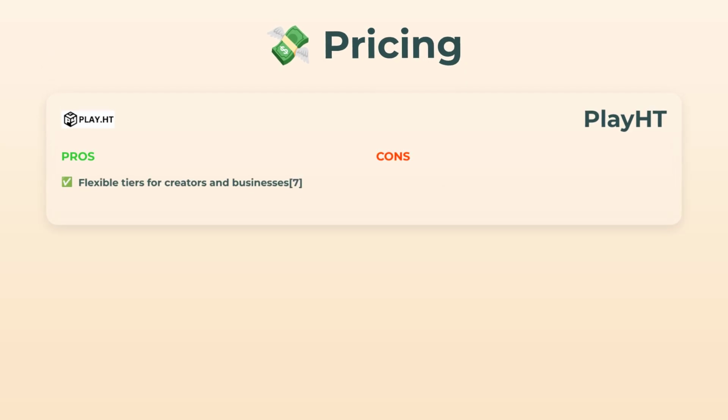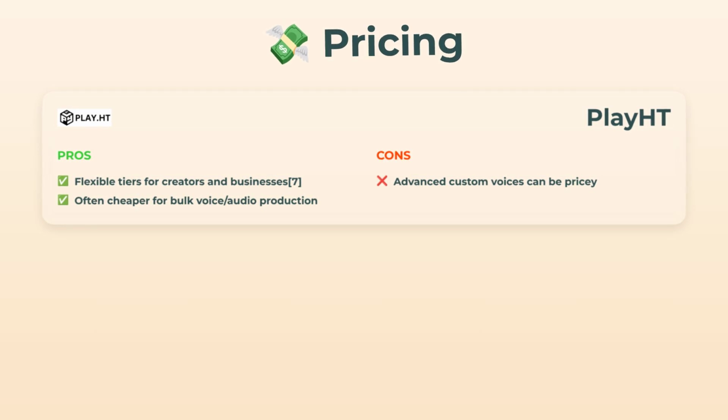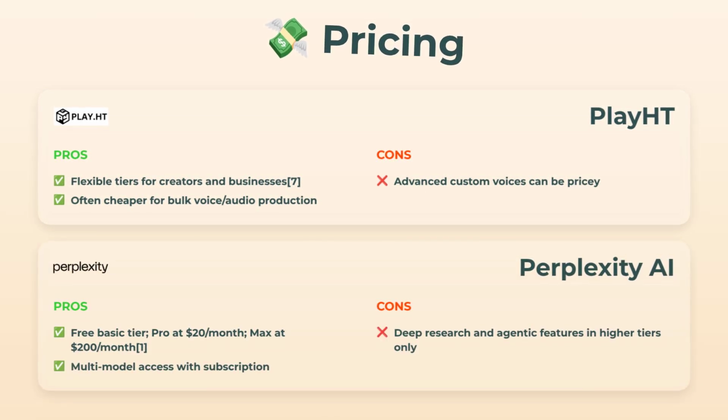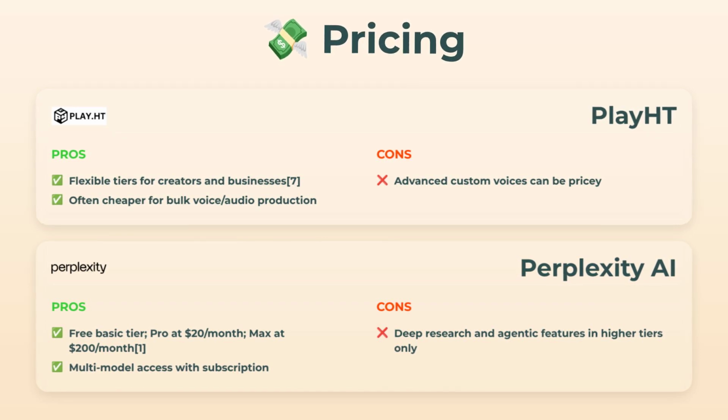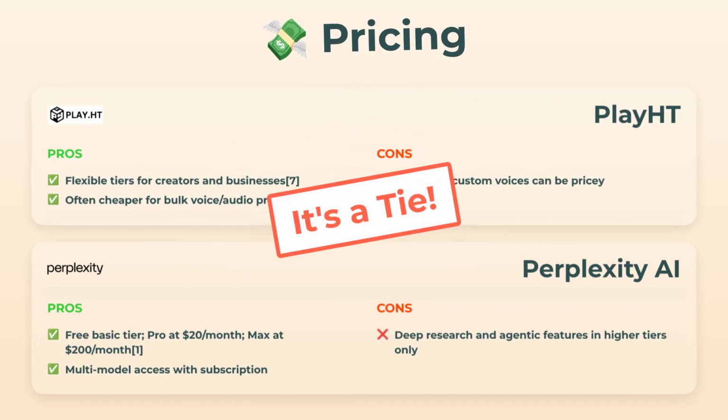All right, money talk. Both actually do well here. PlayHT has flexible pricing, depending on how much voice audio production you need. For big projects, it can be cheaper than others, but if you want those advanced custom voices, you might need to bump up your budget. Perplexity gives you a sweet free tier to start, Pro at $20 per month if you want all the smart features, and Max at $200 per month for the power user crowd. Things like agentic research are only in the higher plans though. All said, both offer good value for their audience, so let's call this a tie.